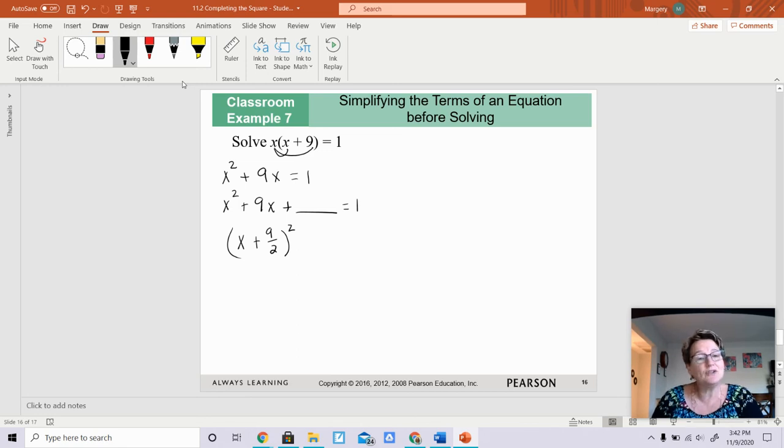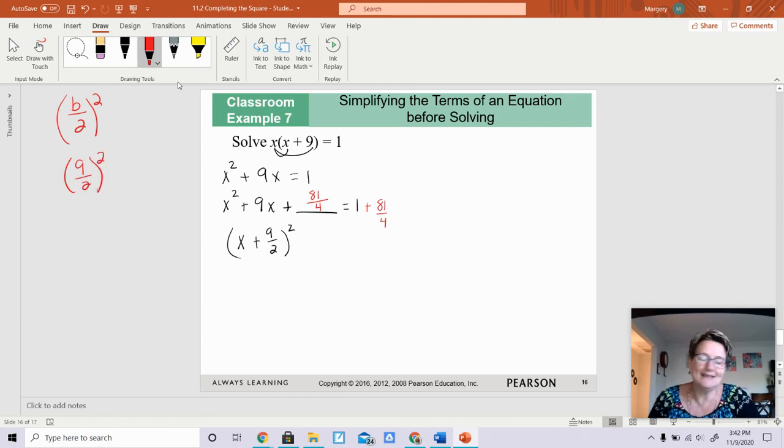Now, I can square 9 halves, though. 9 times 9 is 81. 2 times 2 is 4. So if I add 81 fourths here, I've got to add 81 fourths here. If you're wondering how I did that, once again, it's b over 2 squared. My b is 9. I can't divide 2 into 9. Do not give me 4.5. You do not want to turn it into a decimal. Leave it as a fraction. Now, when I square this, I get 81 over 4 because 9 squared is 81, 2 squared is 4. That's why I put that here and I put that here.